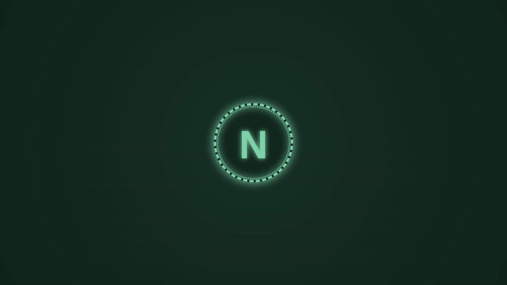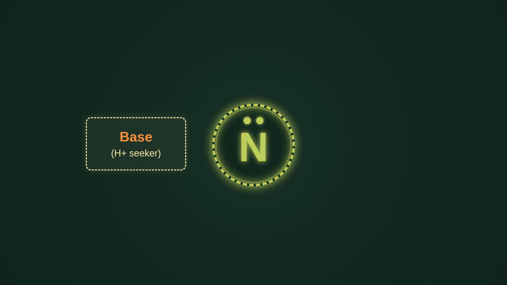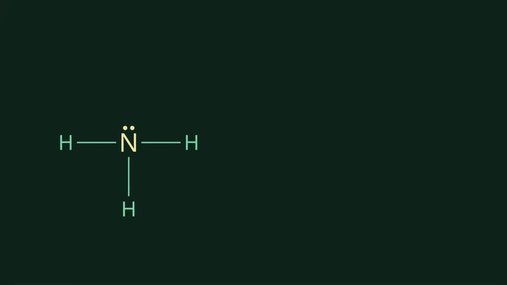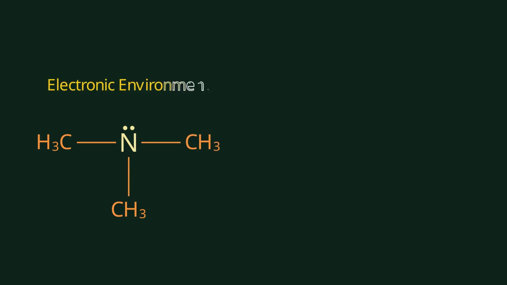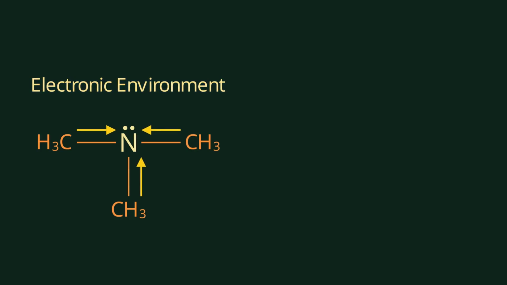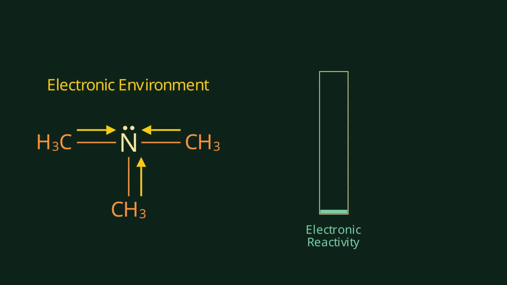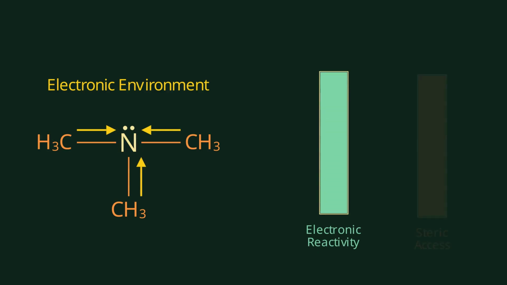Now that we've seen the how, let's look at the why from a different perspective. Why does the number of hydrogens matter so much? In organic chemistry, nitrogen is a bit of a chameleon. It has that lone pair, making it both a base and a nucleophile. But every time we replace a hydrogen with a carbon, we are doing two things. First, we are changing the electronic environment. Carbon groups are slightly electron donating. You might think this makes the nitrogen more reactive, but the second factor usually wins out: sterics.